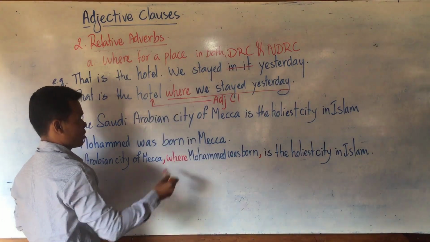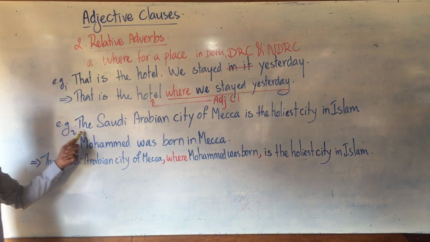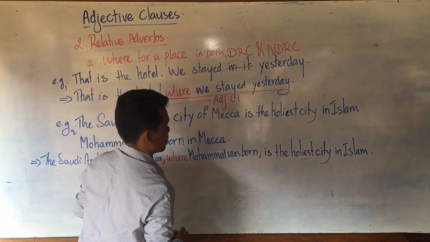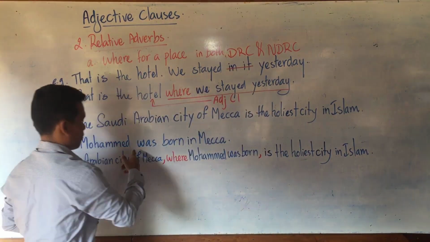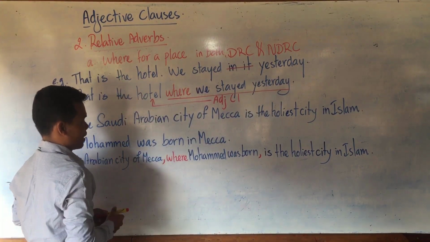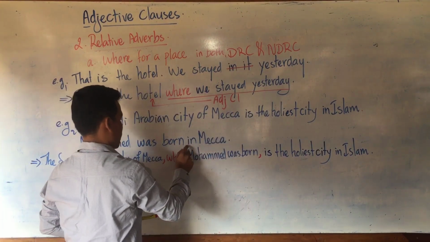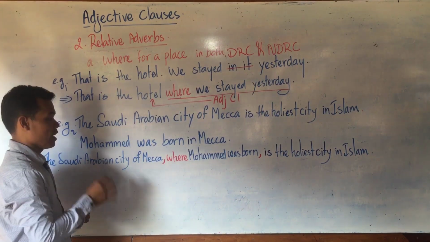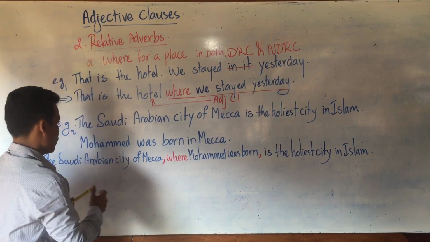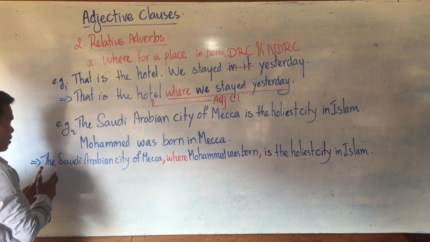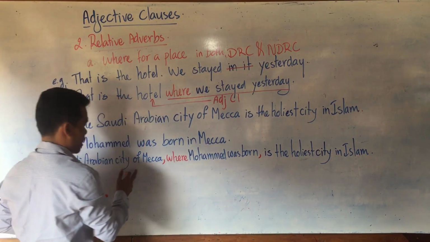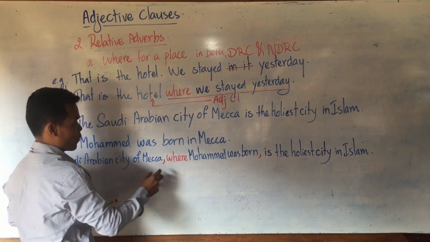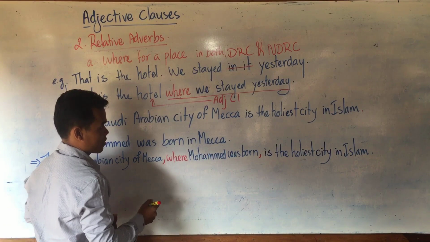We have an adjective clause like this. Number 2: the Saudi Arabian city of Mecca is the holiest city in Islam. One more: Mohammed was born in Mecca. So Mecca and Mecca, this one we can use as an adjective clause. Here we use the relative adverb where, and you can write the adjective clause like this: the Saudi Arabian city of Mecca, where Mohammed was born, is the holiest city in Islam. Mecca is a proper noun, that's why we have to use commas.